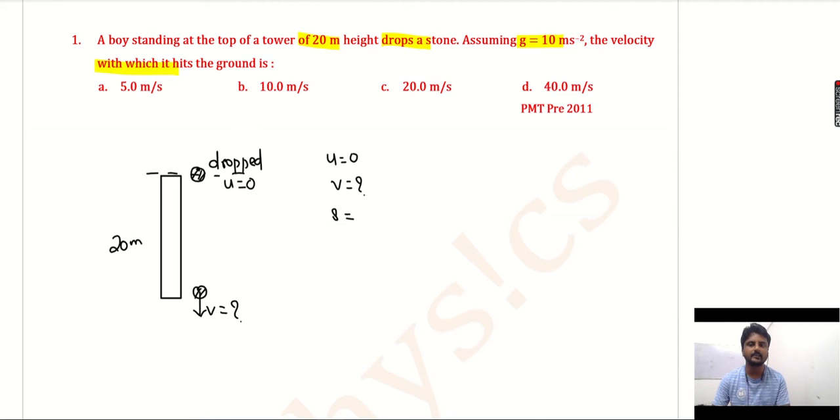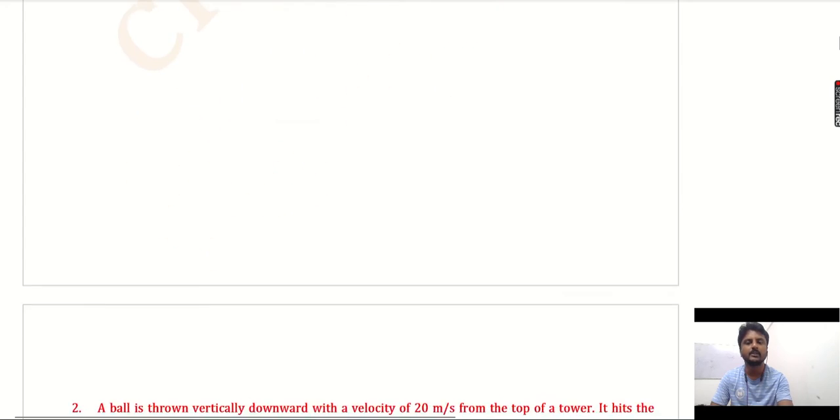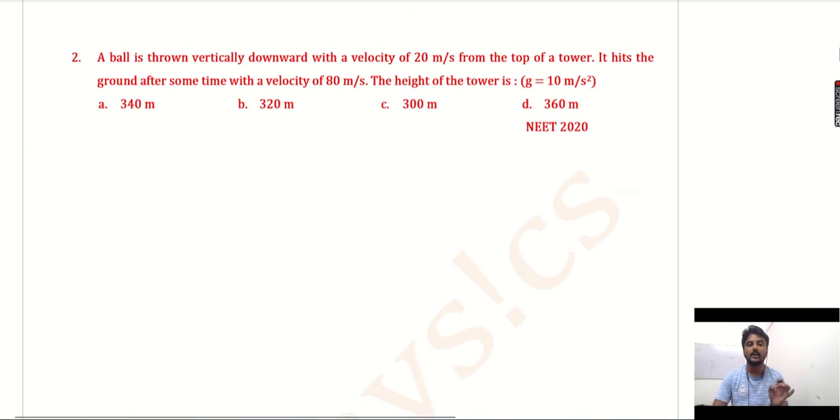The displacement of the ball: if we are considering this as the origin, then displacement will be minus 20 meter and acceleration due to gravity is minus 10. So we can use the third kinematical equation: V square is equal to U square plus 2AS. So V square is equal to 0 plus 2 into minus 10 into minus 20. On solving you will get V is equal to 20 meter per second. So option C is the correct one, right? You can also directly use the formula V is equal to under root of 2gh. But until you have practice, don't use the formula directly.